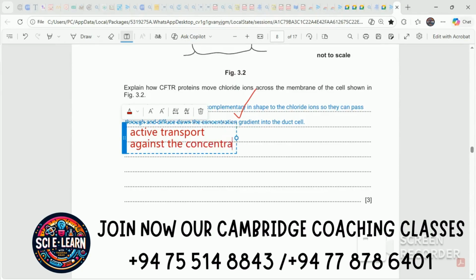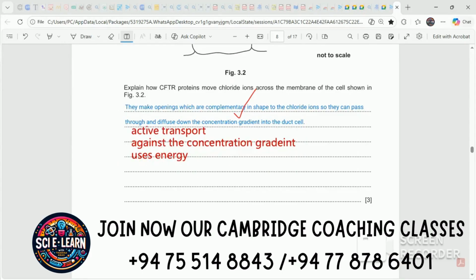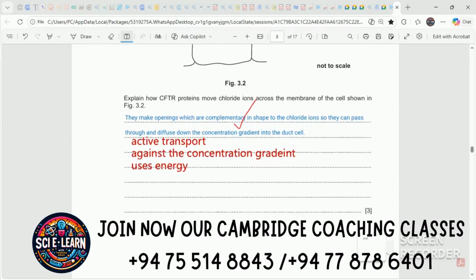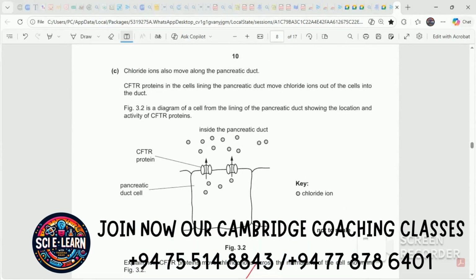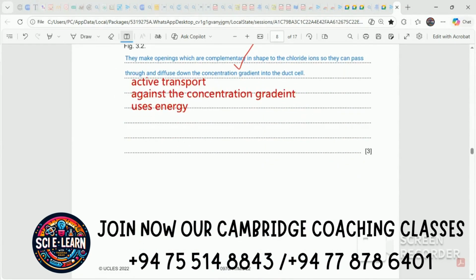So it goes from the pancreatic duct cell into the pancreatic duct? Yes, that's all. And also, since it's active, it uses energy. So these are the 3 points that you just have to know about this. Active transport and requires energy from respiration? Yes. Perfect. That's it.